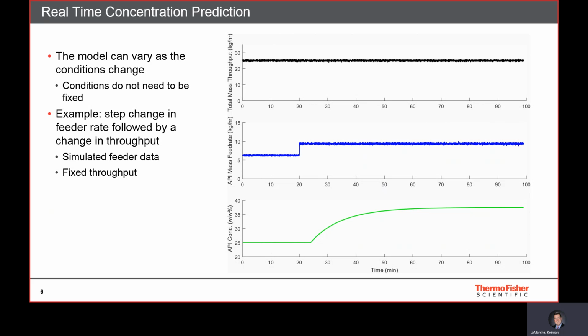So you can see here an example of the process model response to a step change in API concentration. When the API concentration shifted, the concentration of the output also started to shift. Note that the total throughput remains constant in this example.